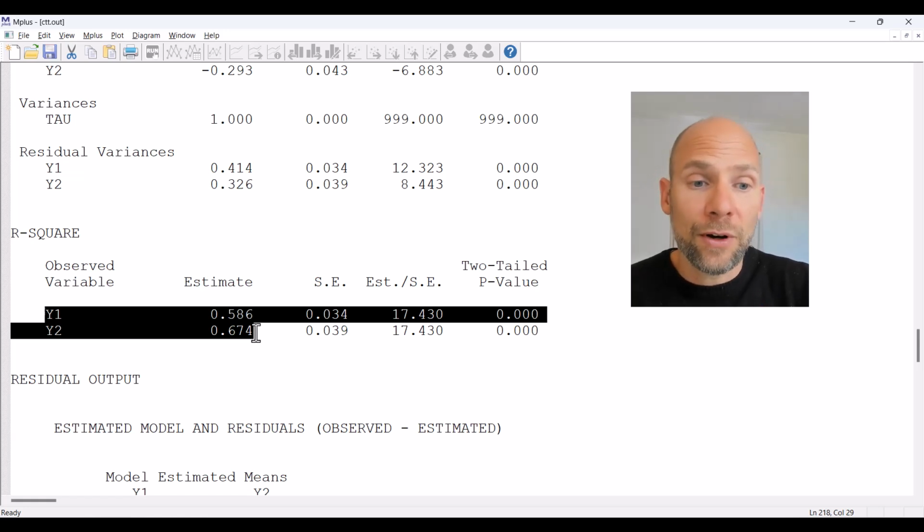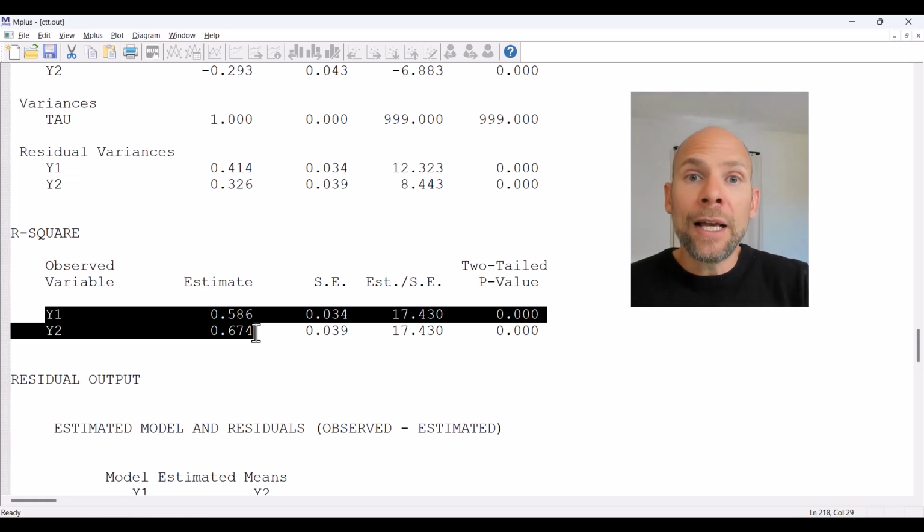The first variable has a reliability according to this model of 0.586, which means for the first variable, 58.6% of its variance is estimated to be true score variance. For the second variable, 67.4% of the variance is estimated to be true score variance. So according to this model, the second scale would be more reliable than the first one.